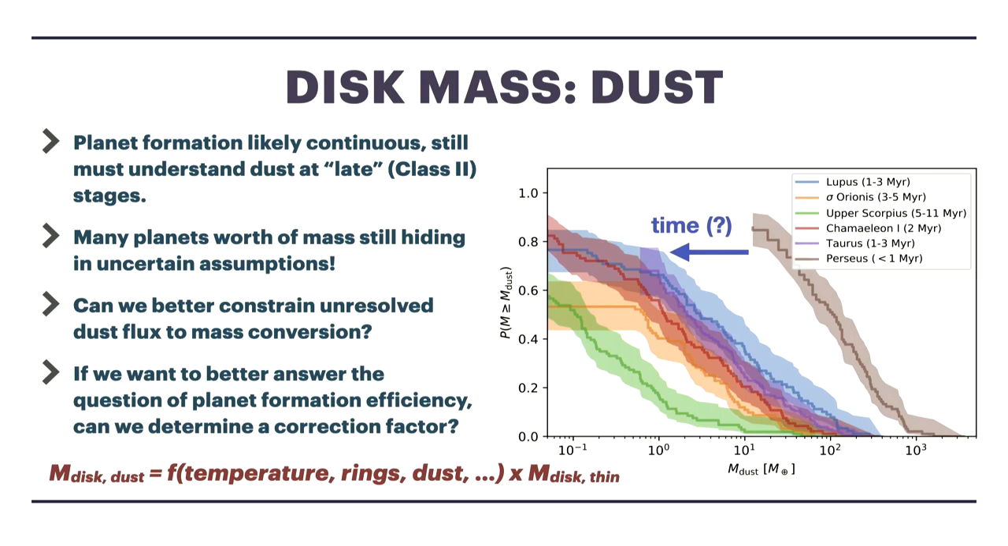So we want to still understand better how much dust mass there really is in the class two phase, to know how much planetary potential there is in these later stages. There's lots of planets' worth of mass hiding in those very uncertain assumptions. Can we get a better relationship between the optically thin case and at least the total observable dust mass? Some things will still remain unseen, but can we create some kind of relationship, some correction factor?